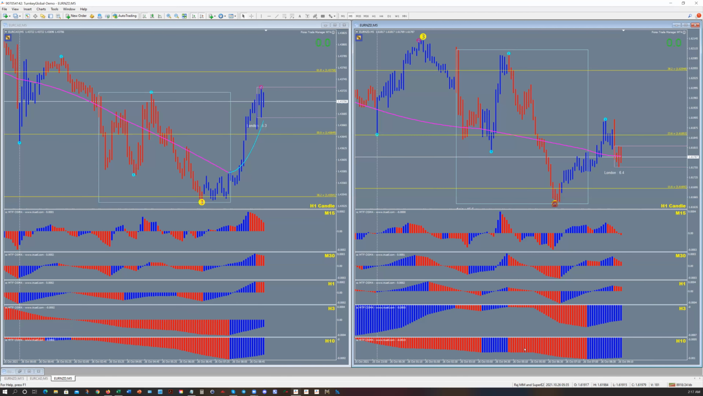Pound yen had a nice move. The yen got weak, so all the yen pairs shot up in the Asian session. Euro yen, pound yen, New Zealand yen, Aussie yen. I think the USD yen was the only one that didn't move.